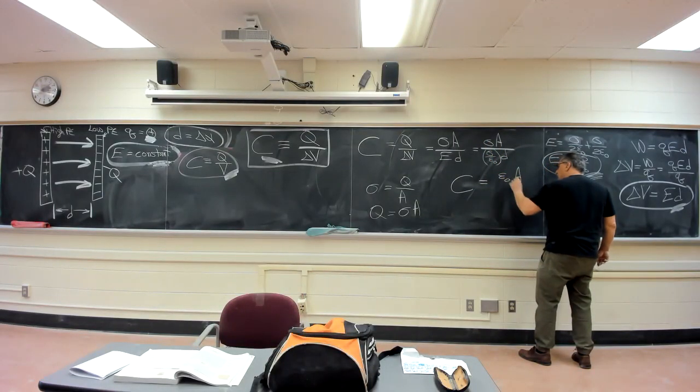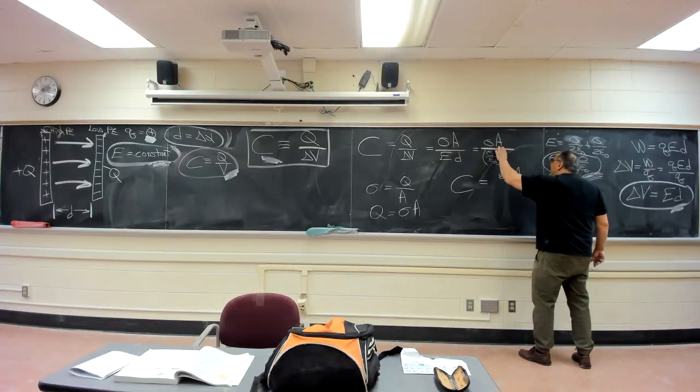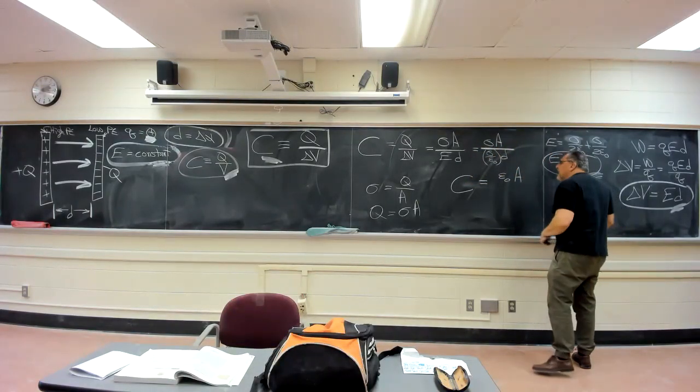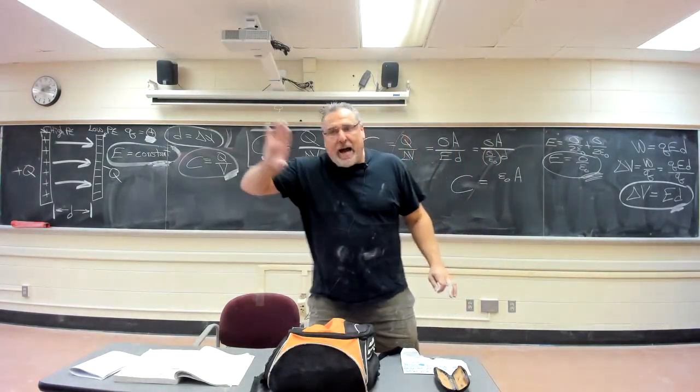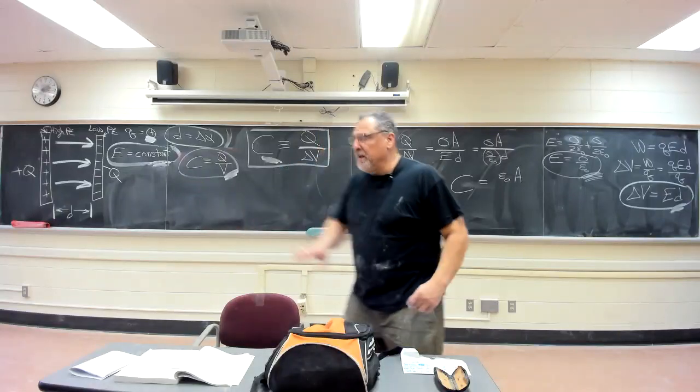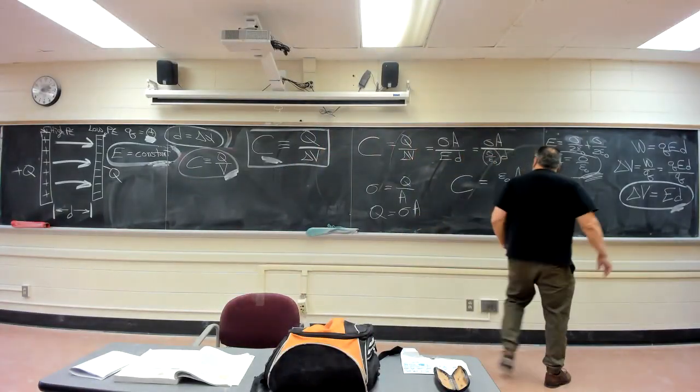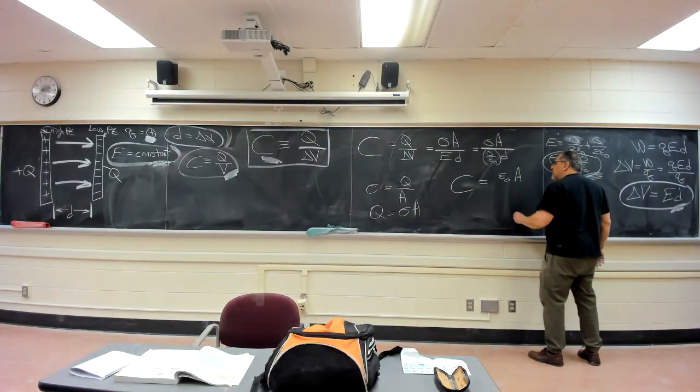Epsilon, this is the area of one plate, and the plates are symmetric. The plates have identical areas. One plate has area A, the other plate has area A. In total, the area is 2A if you add the two areas, but I don't care about that. I'm just looking for one plate in the definition. So it's this. The sigmas cancel, and the epsilon naught goes over here.